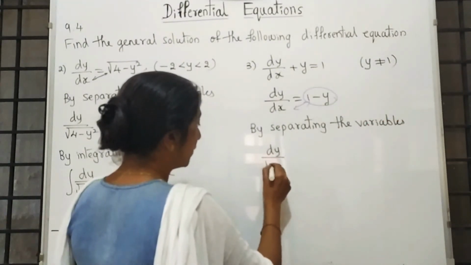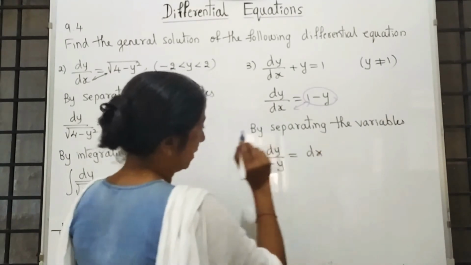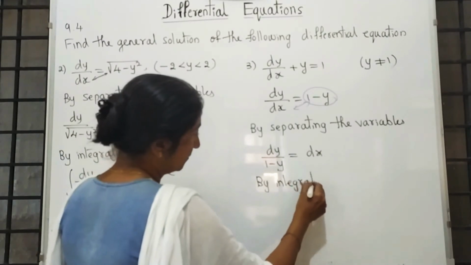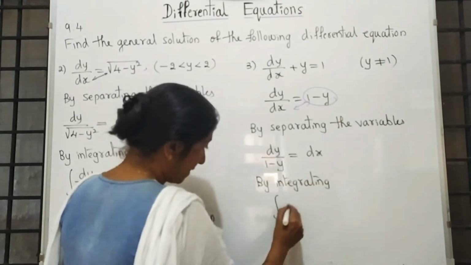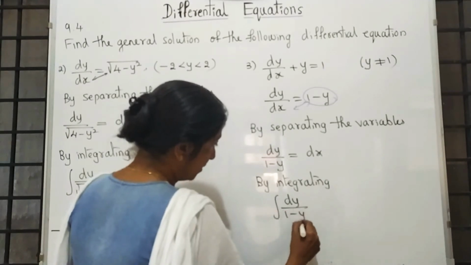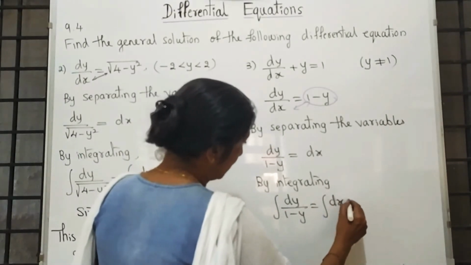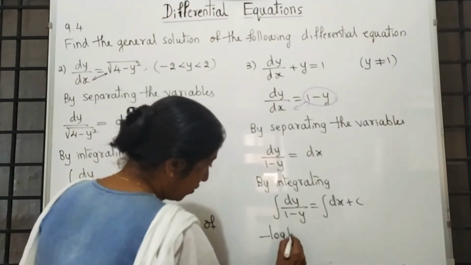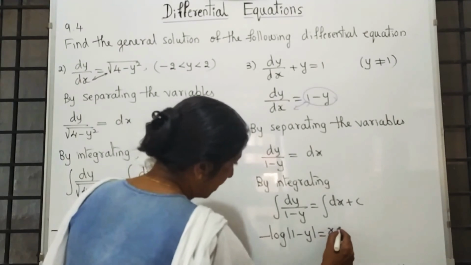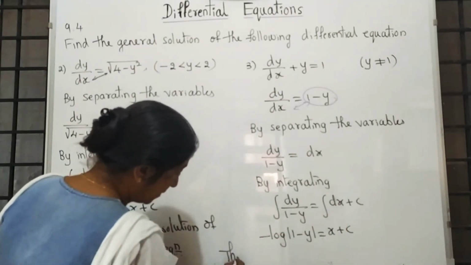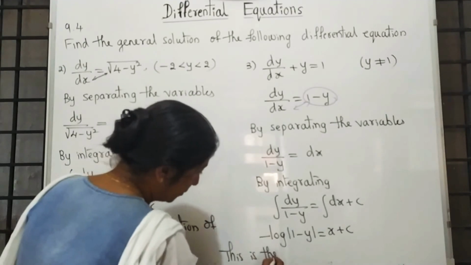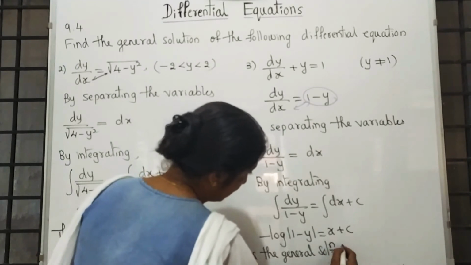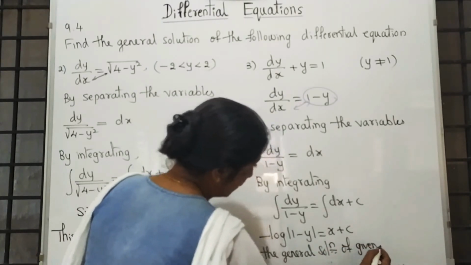By separating the variables, dy upon 1 minus y is equal to dx. Next, by integrating, dy upon 1 minus y is equal to dx plus c. So what is integration of 1 upon 1 minus y? Log of 1 minus y is equal to x plus c. This is the general solution of given differential equation.